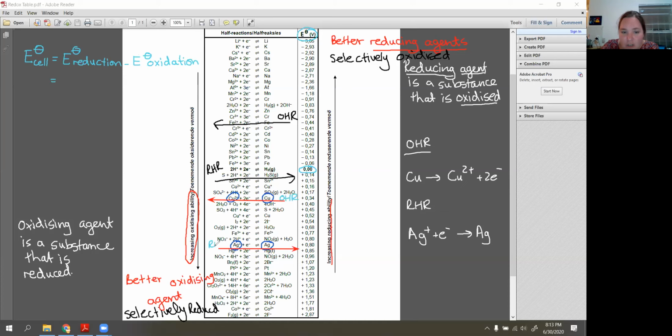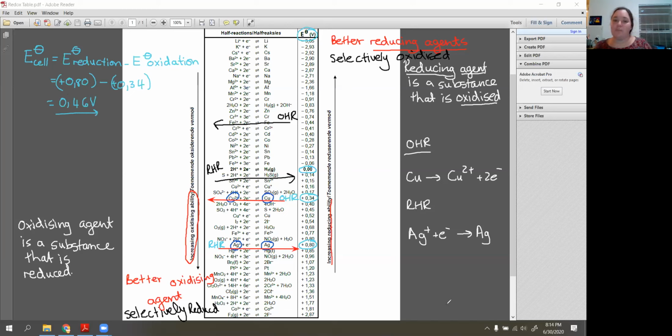This is my reduction half reaction. So if I go and look in here, it will be positive 0.80 minus, you can see that there's a minus there. If we go up to here, we'll see that this is 0.34. If you want, you can put in the positive as well, but we don't really have to. So if we've got 0.8 minus 0.34, we can say ahead of time that this is going to have a value of 0.46 volts.